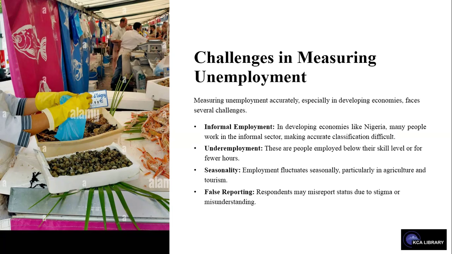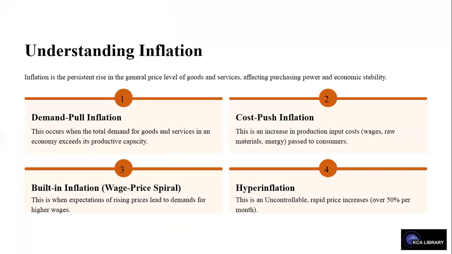Also, another challenge is underemployment, and these are people employed below their skill level or for few hours. Another challenge is seasonality, where employment fluctuates seasonally, particularly in agriculture and tourism. And another challenge is false reporting, where respondents may misreport status due to stigma or misunderstanding.